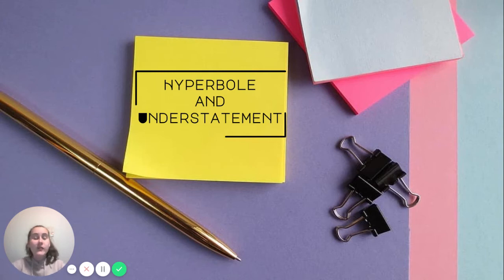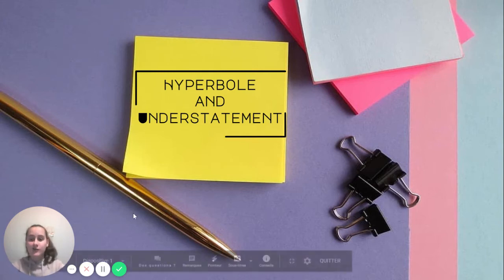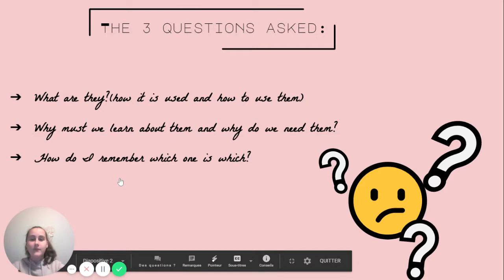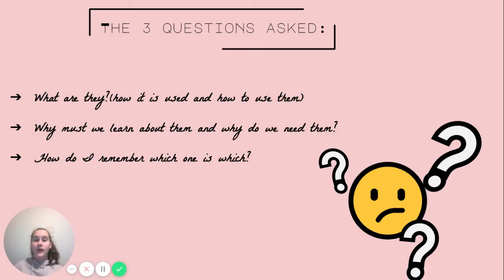Hey guys, so today we're gonna learn about hyperbole and understatement. So let's get started. The three questions asked are the following. What are they, how are they used, and how to use them? Why must we learn about them and why do we need them? And how do I remember which one is which?